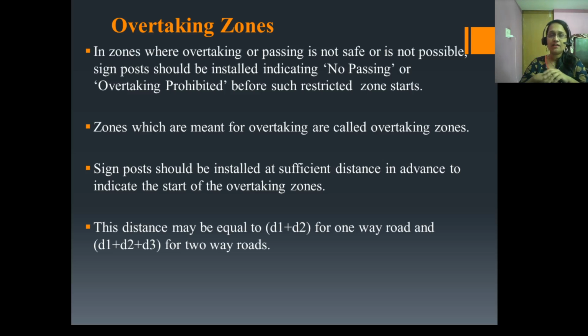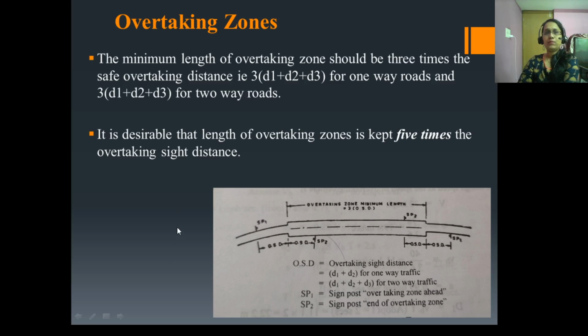So the zones which are meant for overtaking are called overtaking zones. The sign posts should be installed at sufficient distance in advance to indicate the start of the overtaking zones. The distance may be equal to d1 plus d2 for a one-way road, and for two-way roads it is d1 plus d2 plus d3. The minimum length of the overtaking zone should be 3 times the safe overtaking distance, that is 3 times d1 plus d2 plus d3.